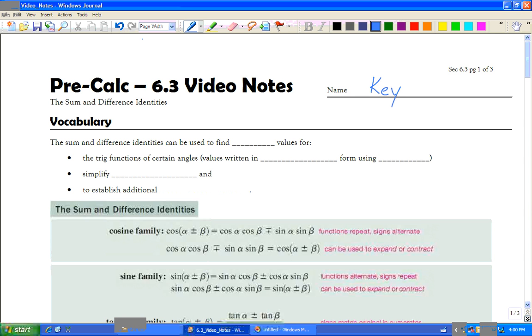Okay, we're looking at Pre-Calc section 6.3, Sum and Difference Identities. The sum and difference identities can be used to find exact values for the trig functions of certain angles, and what we're looking for with exact is these are values written as non-decimals, and they're going to be in forms that are using radicals. We can also use them to simplify expressions, and like you've seen in the previous sections, to establish additional identities.